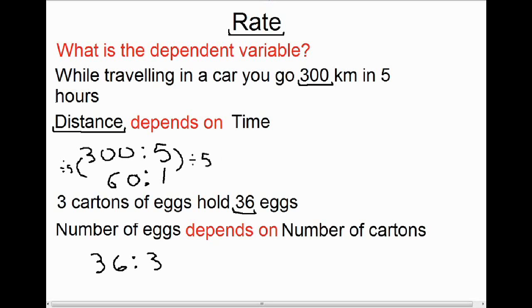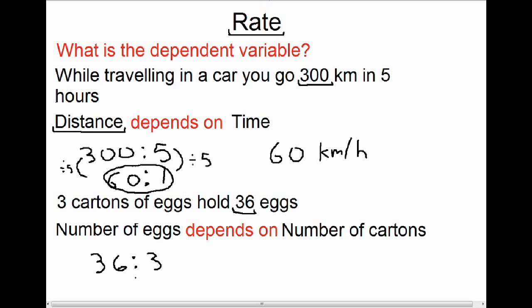So what that means for this example is we go 60 kilometers for every 1 hour. Or the more common way to say that is we're traveling 60 kilometers per hour. Per means for every one. So when we say 60 kilometers per hour, we're really saying 60 kilometers for every 1 hour, which is what we got in our ratio here.